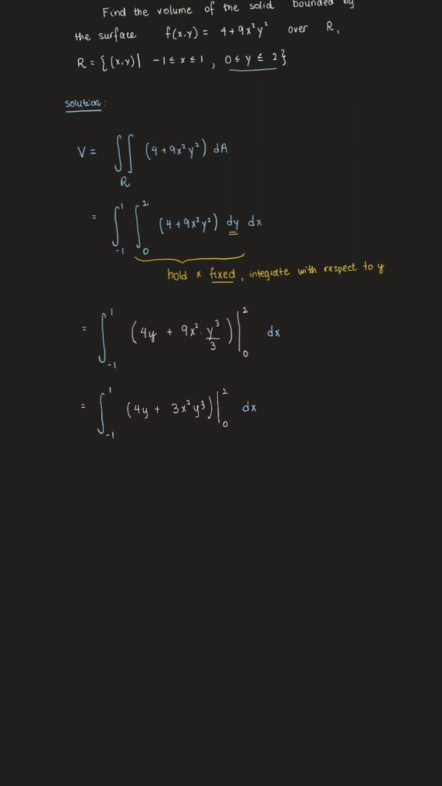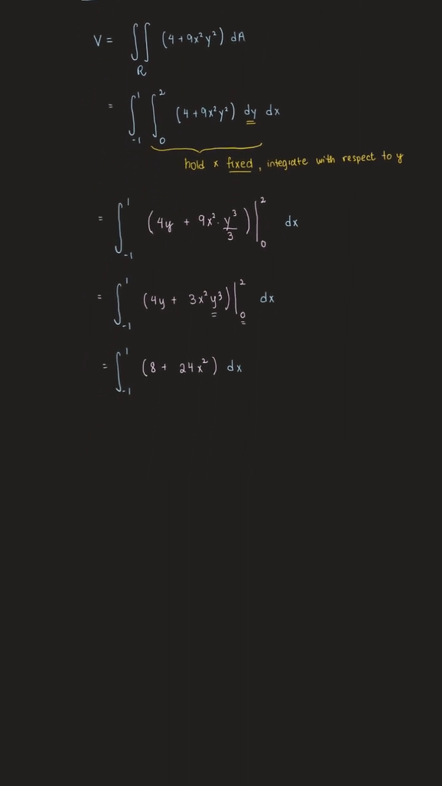And using the fundamental theorem on the inside, we will have the integral from -1 to 1. And now we'll evaluate our expression when y is 2. So I'm going to get an 8 plus y cubed, that's going to be 8 times 3 is 24. So that's 24x squared. And when we evaluate our integrand when y is 0, we're just going to get 0. So that's what we're getting. And we finally reduced this integral to an integral of one variable, which we all know how to do.